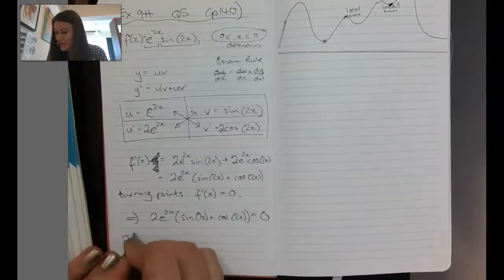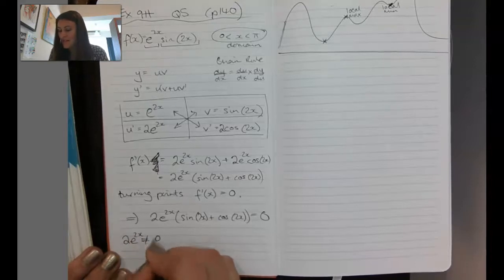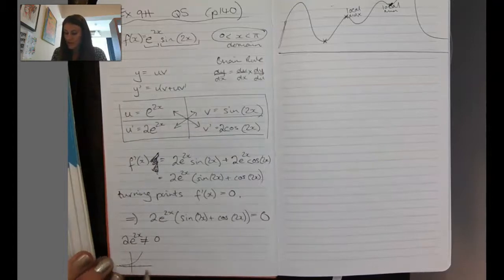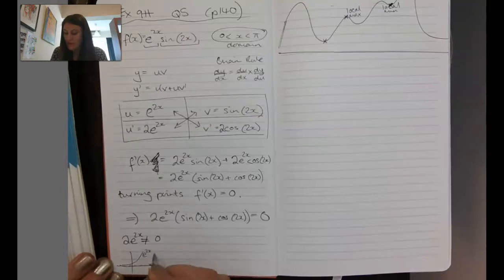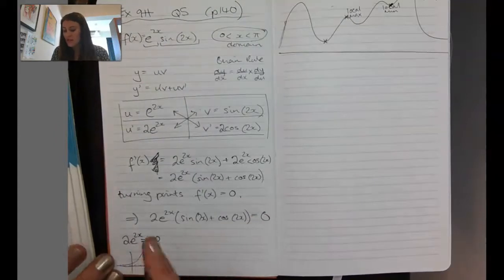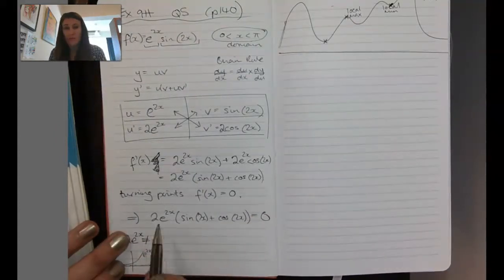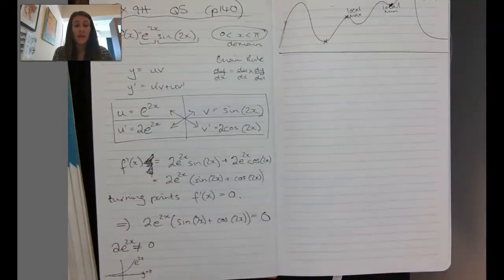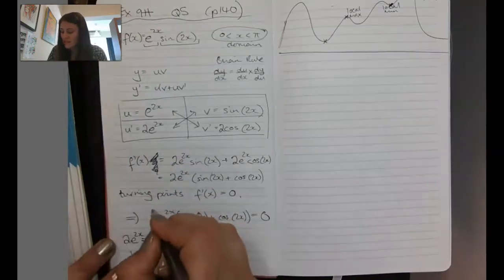Now, 2e to the power of 2x is never 0. 2 is never 0, and e to the power of our function is never 0. y equals 0 is actually an asymptote for this graph. I just know that from a sketch. But also, if you tried to solve this by, let's ignore the 2 for a moment, taking logs of 0, it wouldn't work. You'd get an error on your calculator. So this never is 0.